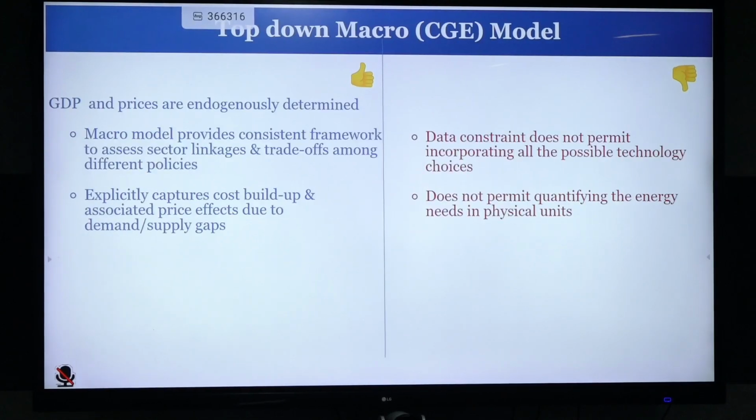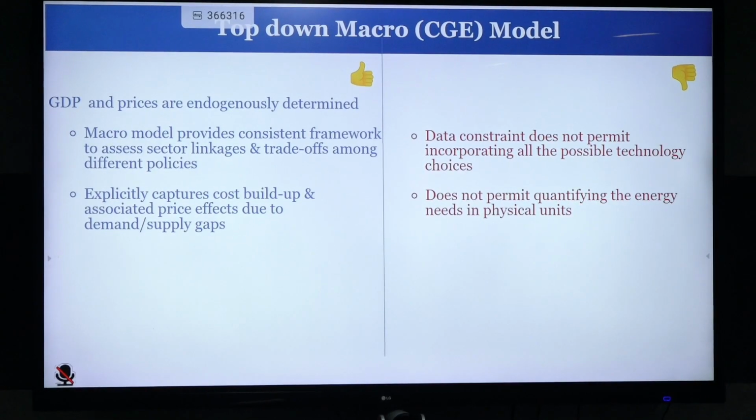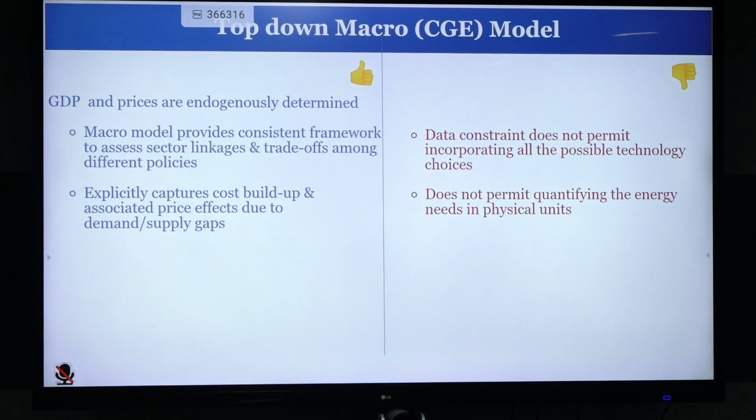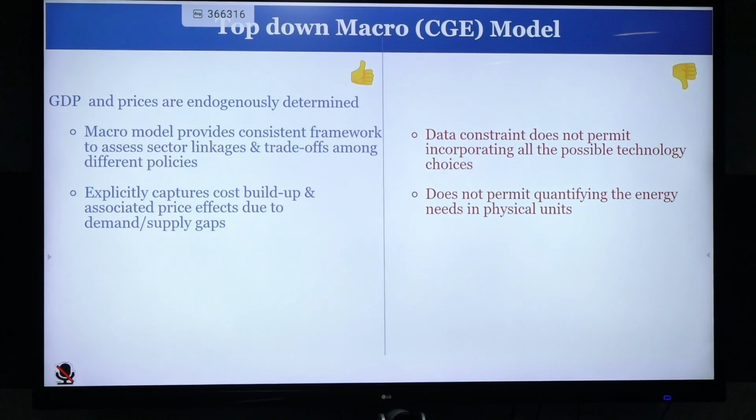We have this kind of bottom-up, top-down macro models. While GDP and prices are annually determined, all provide a consistent framework to assess sectors, linkages, trade-offs and different policies. They expertly capture the cost build-up and associated price effects due to the demand-supply gap, which is very important because we are looking at maybe a 20, 30, 40 year kind of period.